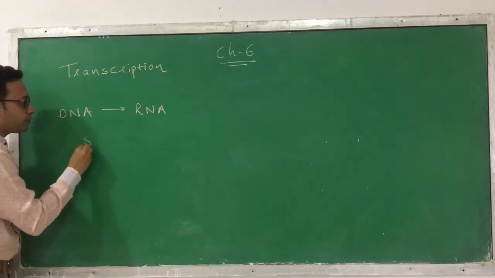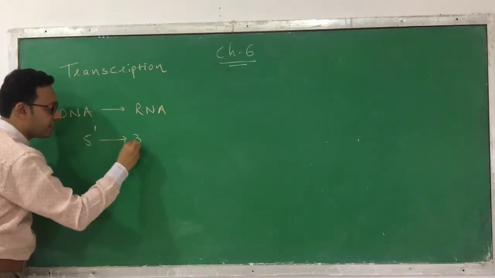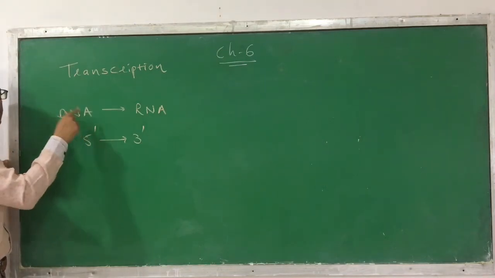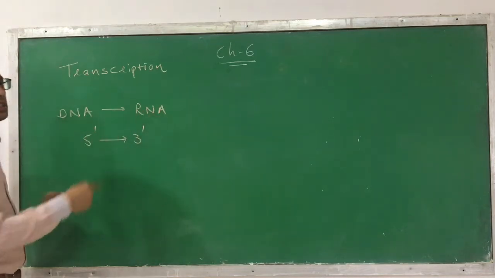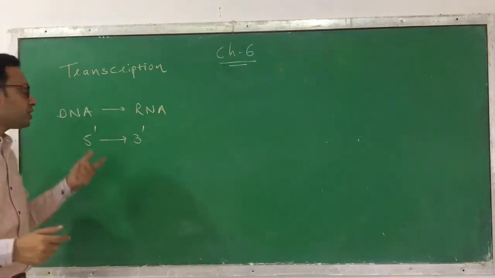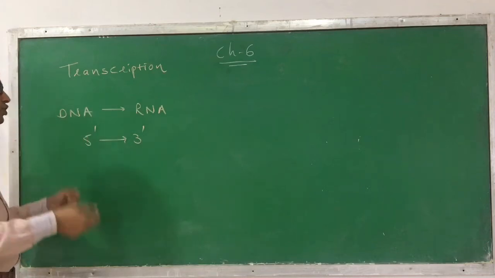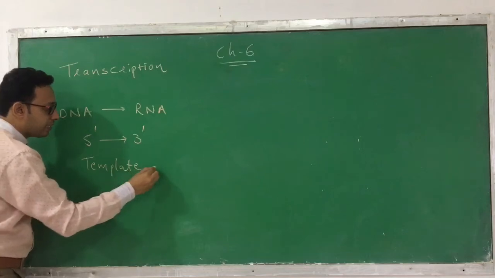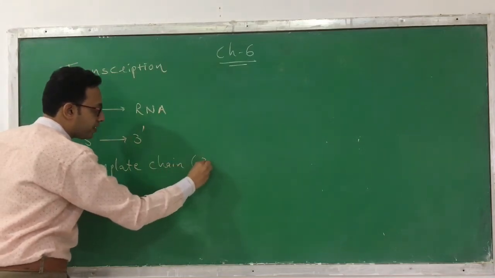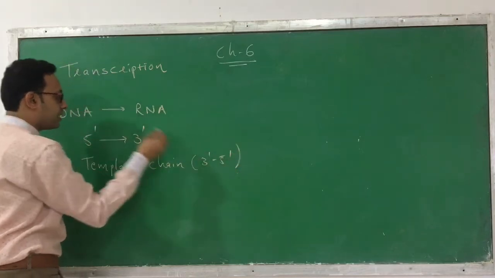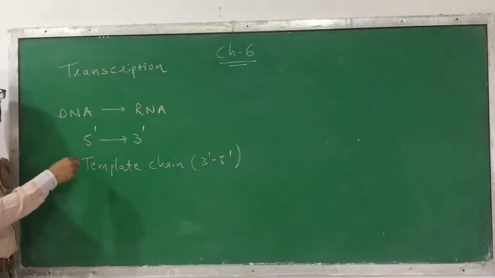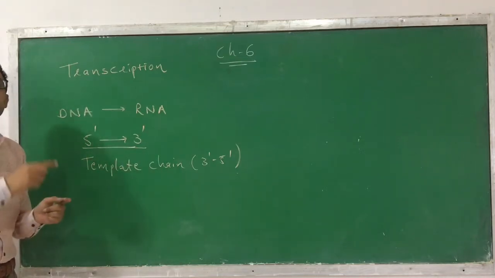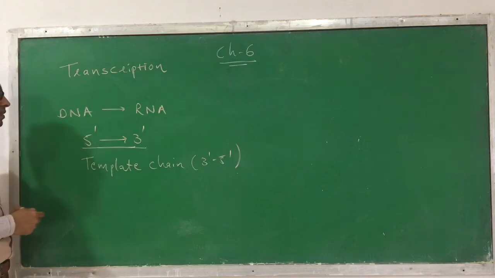The transcription process always proceeds in the direction 5' to 3'. Which chain of DNA is going to be copied? Because DNA has two chains, but in the synthesis of RNA only one chain is used. The chain that is copied is the template chain, the chain with polarity 3' to 5'. The process occurs in the direction 5' to 3', that is, in the direction of the coding chain.